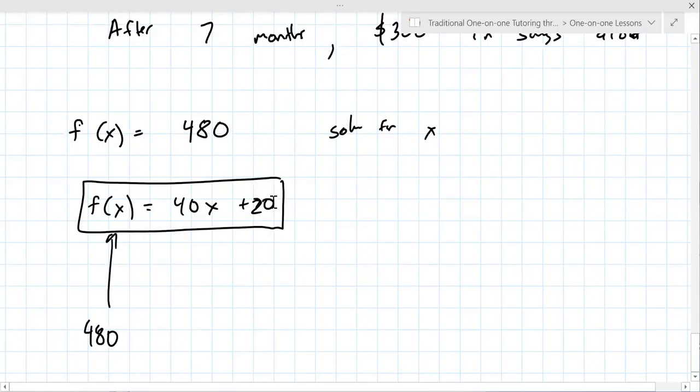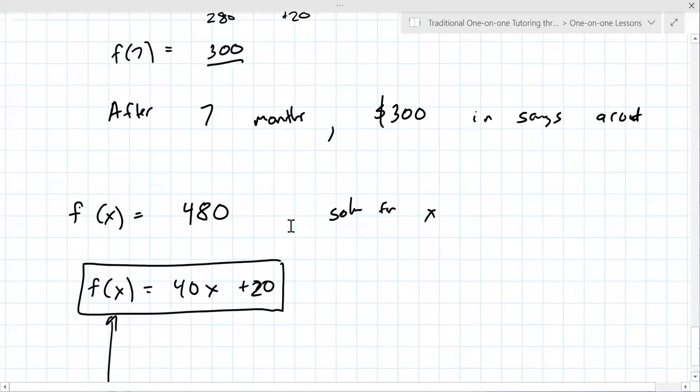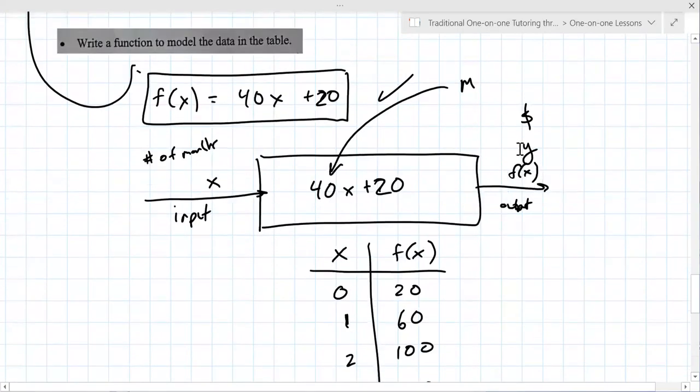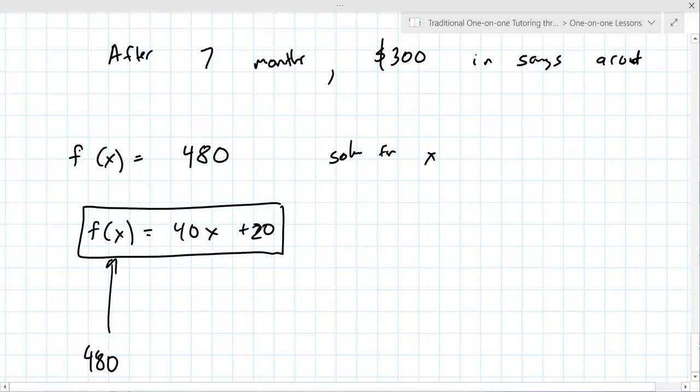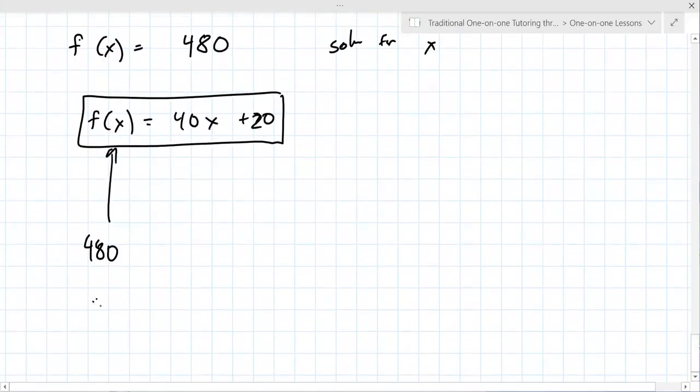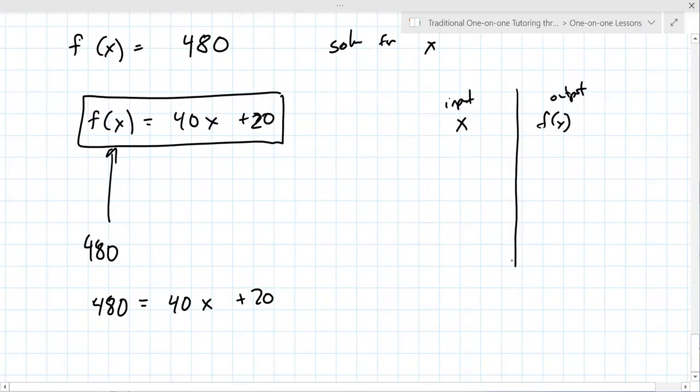In terms of our function picture, I'm giving you the output. You have to find the input. All right. So I guess we have to multiply 40 by 480. No. See, you completely missed what I said. Oh, my bad. I'm not giving you x. I'm giving you f of x. f of x. x is the input. f of x is the output. Here I'm writing it down. f of x is output.